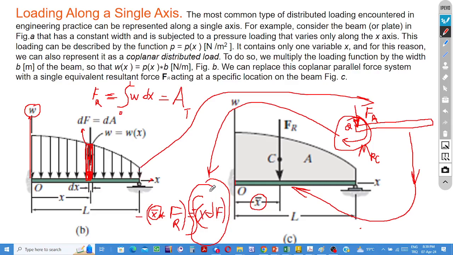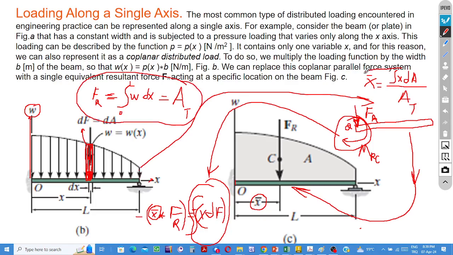Now here, this expression is x times dF, and dF is equal to dA. So x bar is equal to the integral of x dA divided by F resultant. F resultant is the total area under the load curve. From here we know that it is so.